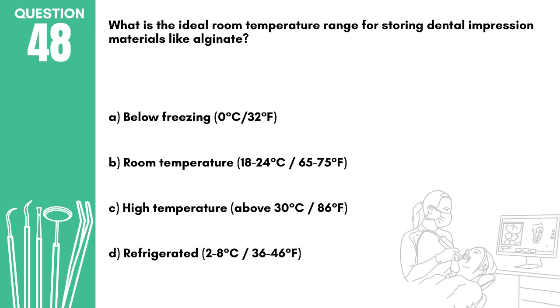Question 48. What is the ideal room temperature range for storing dental impression materials like alginate? A. Below freezing, 0 degrees Celsius / 32 degrees Fahrenheit. B. Room temperature, 18 to 24 degrees Celsius / 65 to 75 degrees Fahrenheit. C. High temperature, above 30 degrees Celsius, 86 degrees Fahrenheit. D. Refrigerated, 2 to 8 degrees Celsius / 36 to 46 degrees Fahrenheit.